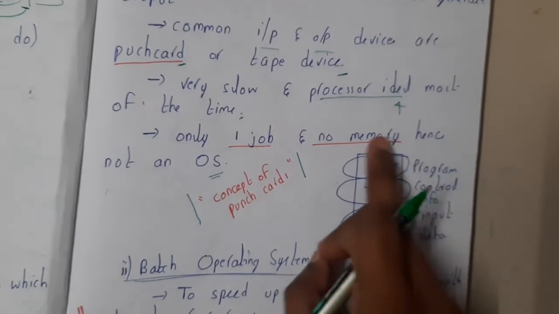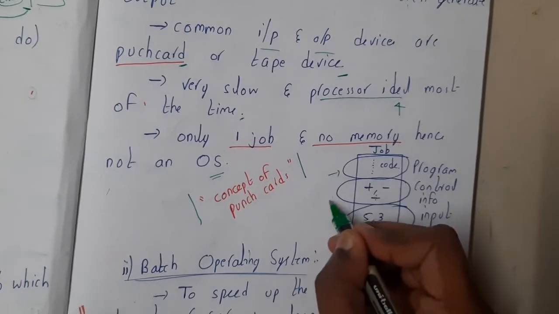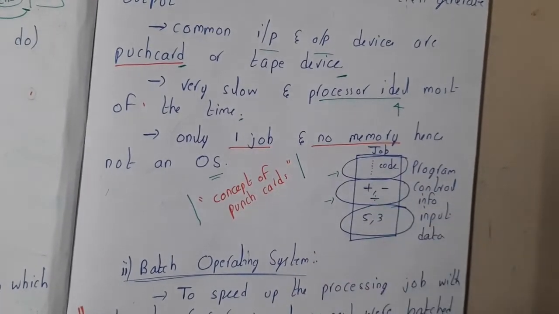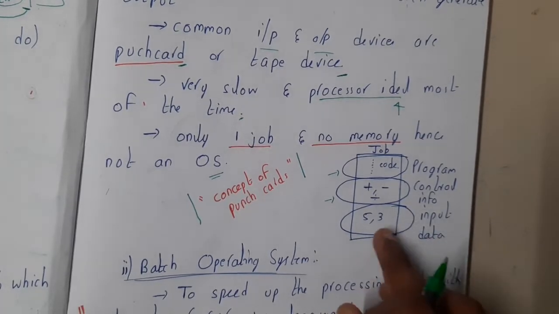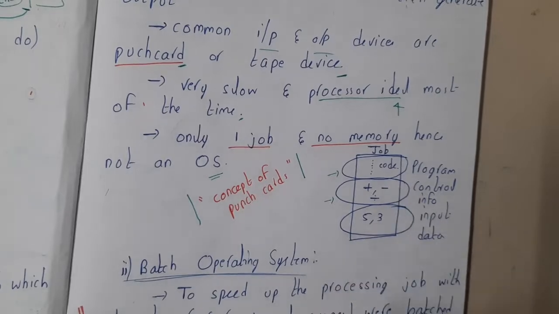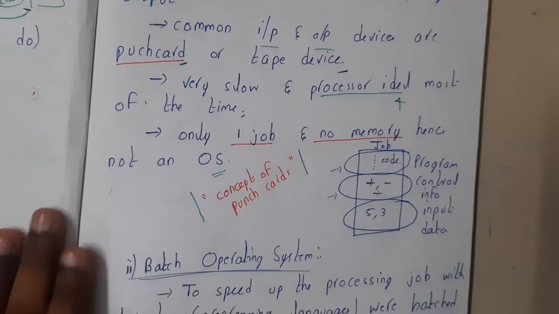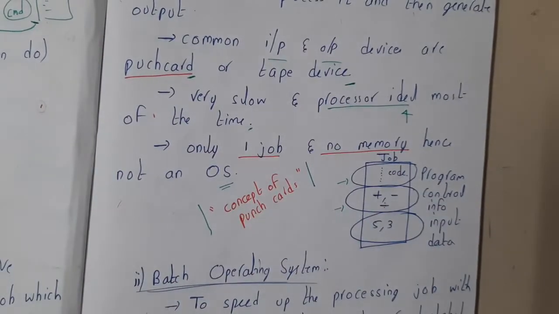Yes. And each job is going to contain the code, the control information, like what operations you should do, where you can find those operations, how you can perform them, and the input, whatever data we want to give. So 5 plus 3 or 5 divided by 3 or 5 minus 3, in that way. Got it? Yes. So this is the first type of operating system, guys. And now moving on to the second type.